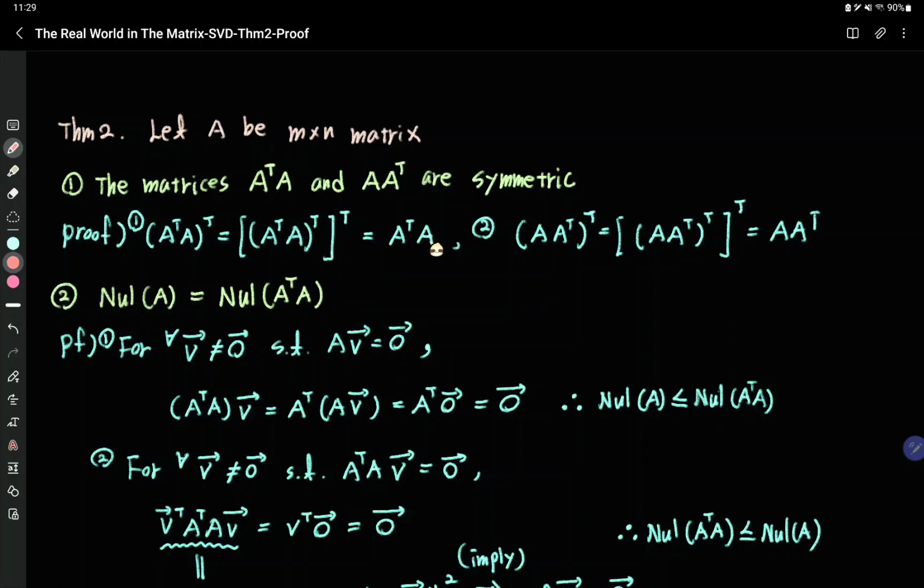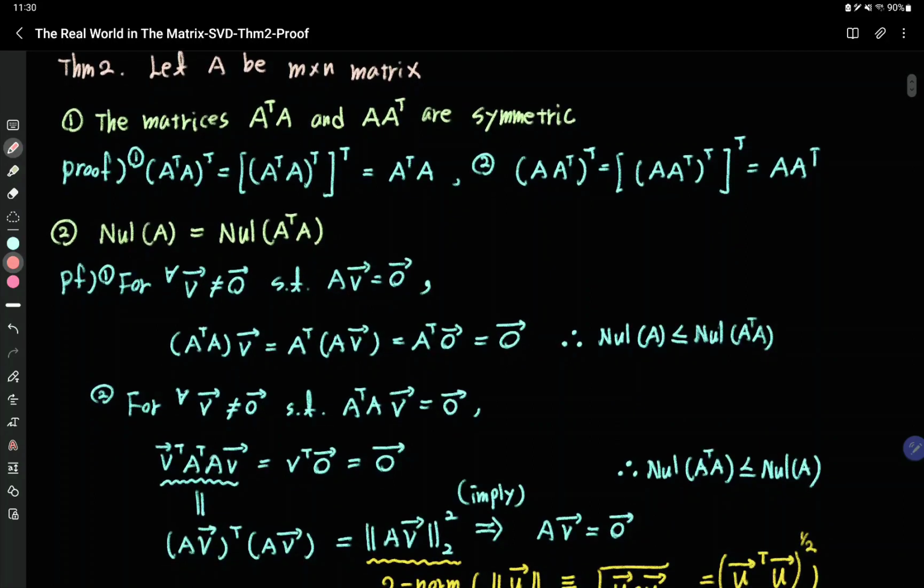So A transpose A is equal to its transpose, right? And then the next one is A times A transpose, transposed. So that's going to be A transpose transposed times A transpose, right? But those transposes cancel out. So we got A A transpose. The proof is done.